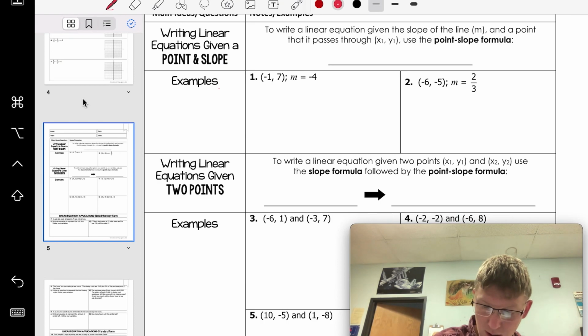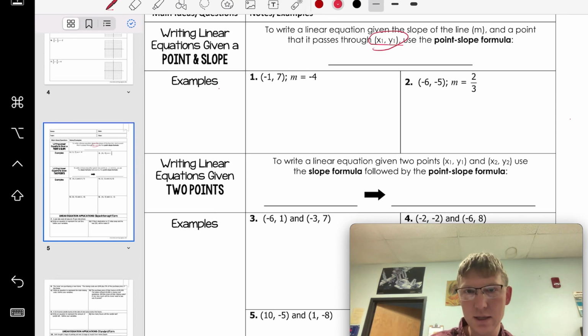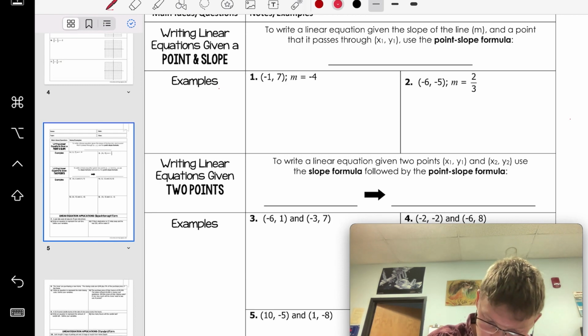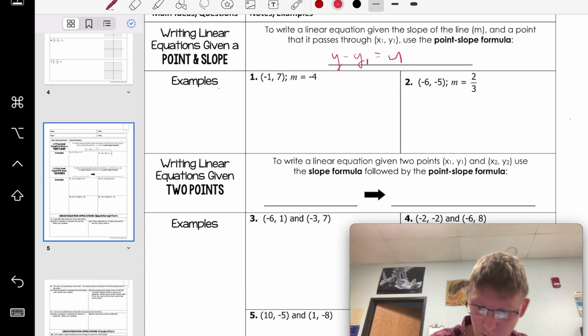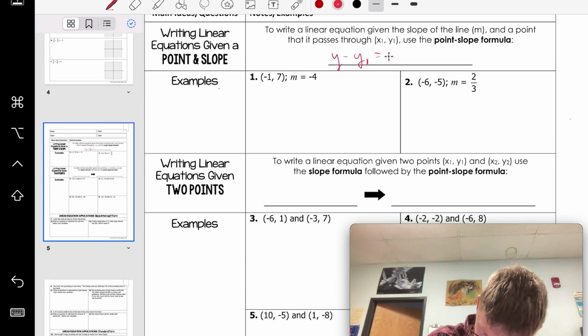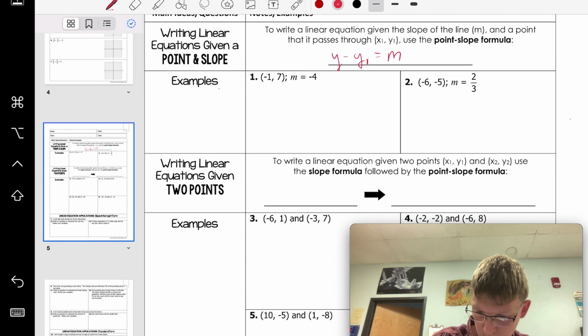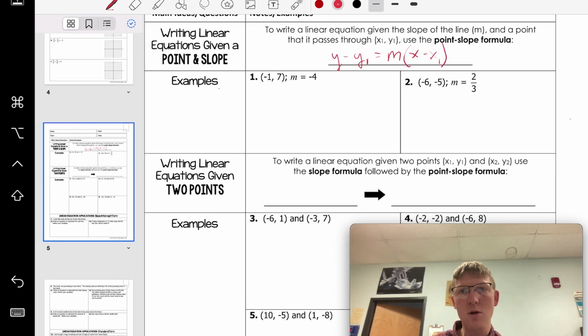So that formula is, let's say you were given a point. We're just going to call it x1, y1 for now. Those would be actually numbers. So the formula is y minus y1 equals m, remember that's your slope, that's a terrible looking m, times x minus x1. So that's going to be our formula.